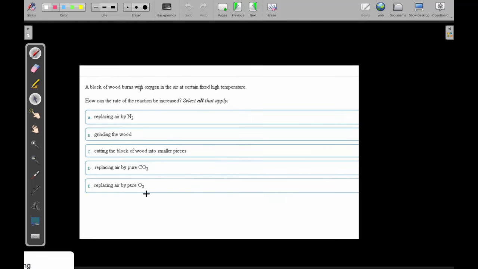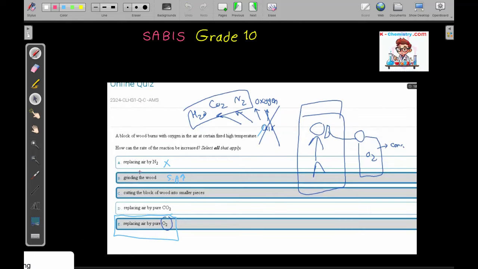A block of wood burns with oxygen in the air, so the wood burns in the presence of oxygen to form carbon dioxide and water and heat. What will increase the rate of the reaction? Grinding the wood and cutting it into smaller pieces will increase the rate of the reaction, because both increase the surface area. Replacing air by pure oxygen also makes the reaction faster, because the reaction needs oxygen only, not the rest of the gases.